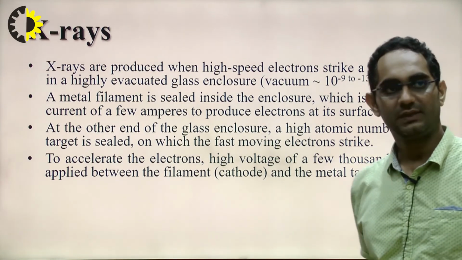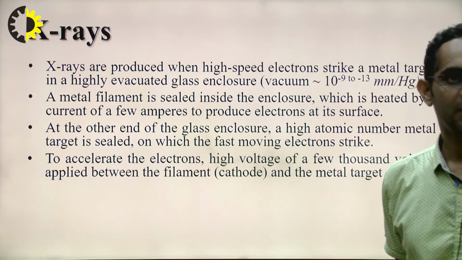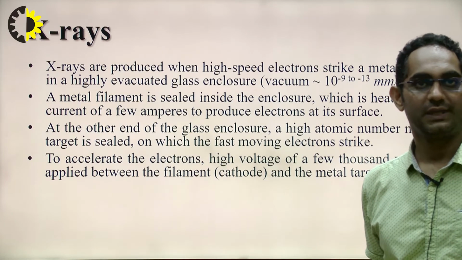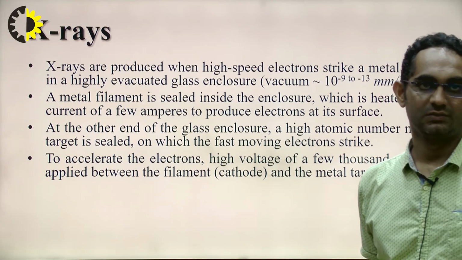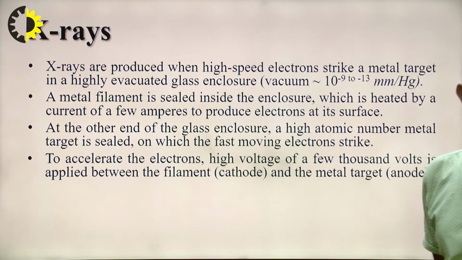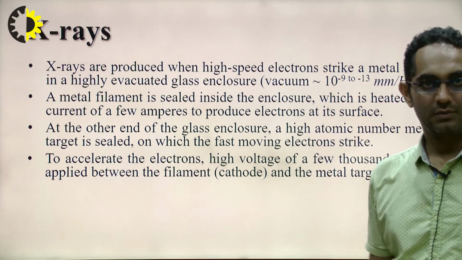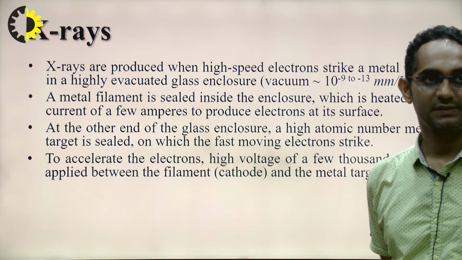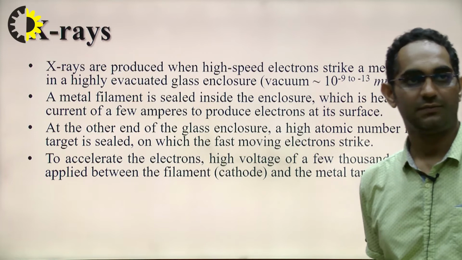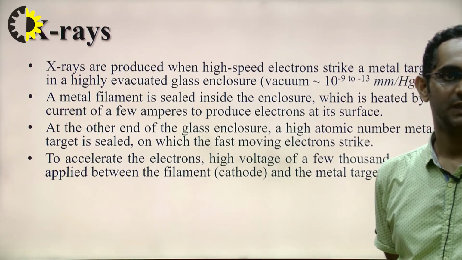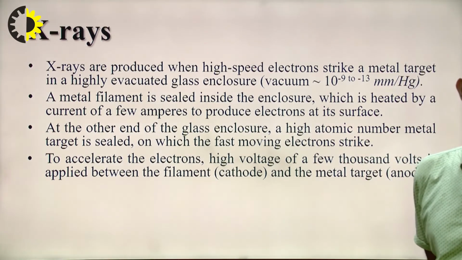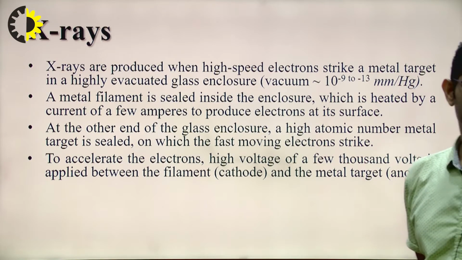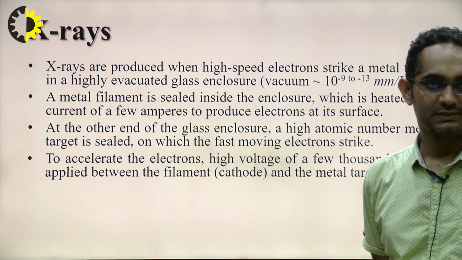Now, X-rays are produced when high-speed electrons strike a metal target in a highly evacuated glass enclosure, that is a vacuum, which ranges from 10⁻⁹ to 10⁻¹³ mm of mercury. A metallic filament is sealed inside the enclosure, which is heated by a current of a few amperes to produce electrons at its surface.